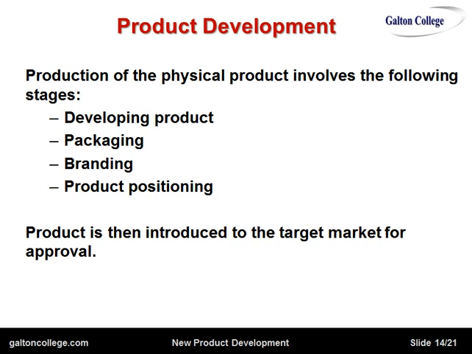Now, product development. Well, the production of the physical product involves the following stages: developing product, packaging, branding, and product positioning. These are a lot to do with the marketing department. The product is then introduced to the target market for approval. So these stages, once they've gone through, the product is introduced for market approval.